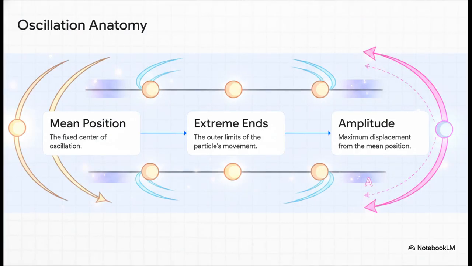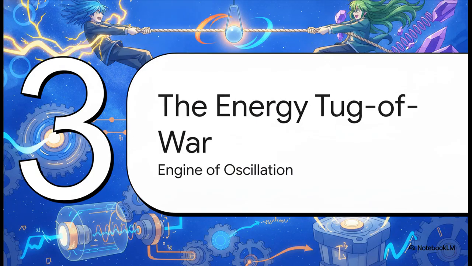Let's map out the actual geography of this movement. We always start with the mean position. That's the stable, fixed center point we just talked about. Then we have the extreme positions. These are the absolute outer limits on both sides of the mean position, where the particle travels before it has to turn back. Finally, the amplitude is simply defined as the maximum distance between that stable center and the extreme outer edge.